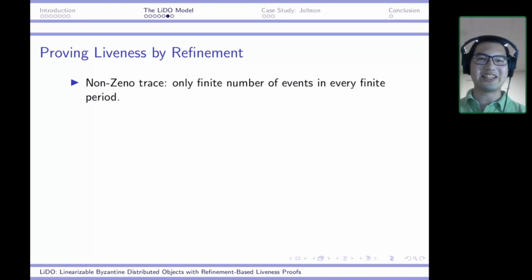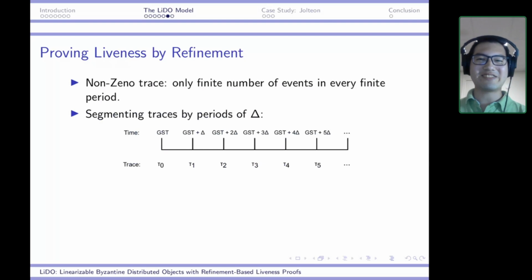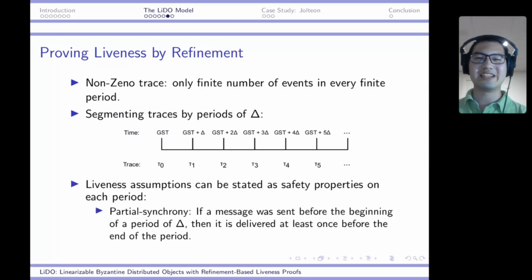So our first observation is that in general, we only care about non-Zeno traces of systems, which means that in any finite period, there can be only a finite number of events. And this inspires us to represent an infinite network trace in the following way. We start from the GST time point and then divide the time by periods of delta. So here at GST, the trace is tau 0, and then by the time GST plus delta, we have the trace tau 1, and so on.